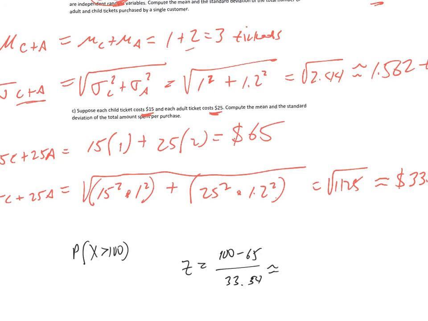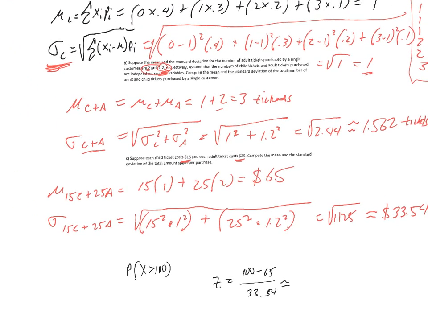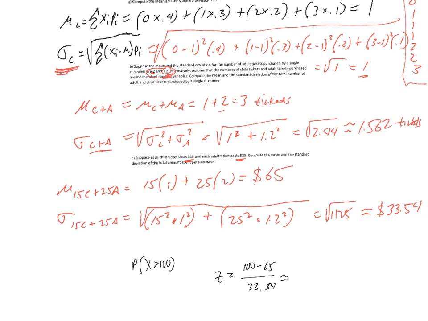The last thing I want to note here really quickly is, had this question not made the statement about being independent, which it does right here in part B, we would not have been able to calculate that standard deviation, and we would have been out of luck. We would have needed more information, because that would have meant that children's tickets did play a role in how many adult tickets were purchased or vice versa. So the independence was key there, and that's where we get these final calculations.